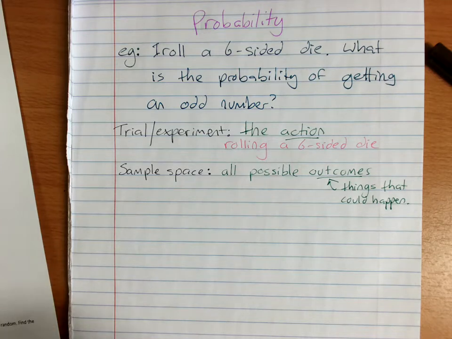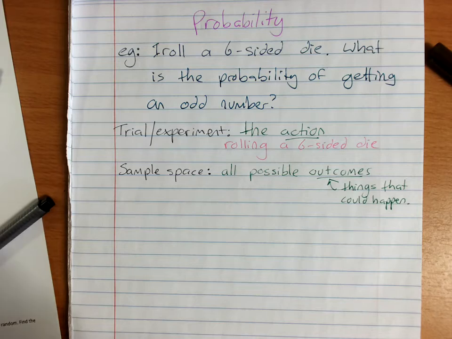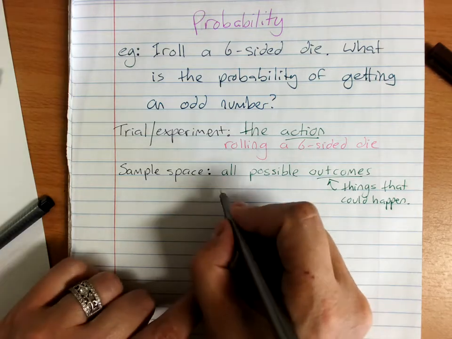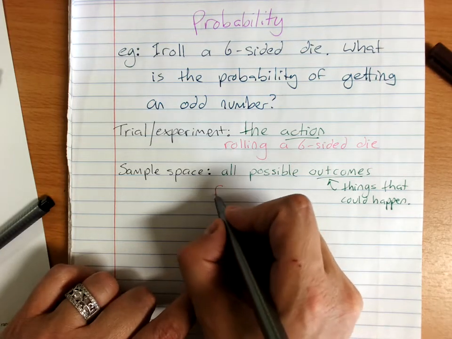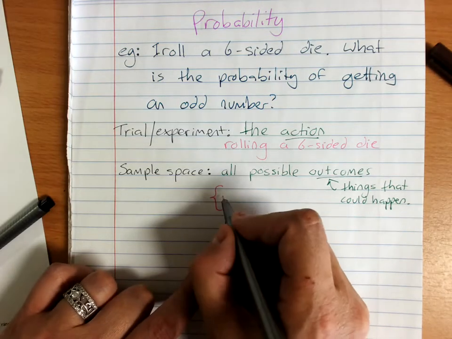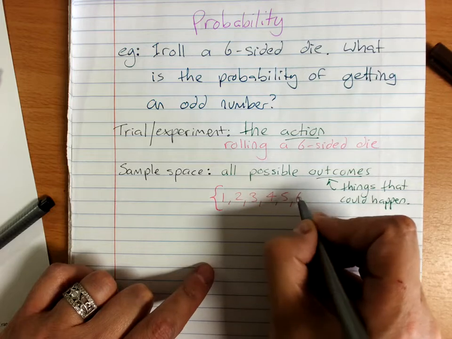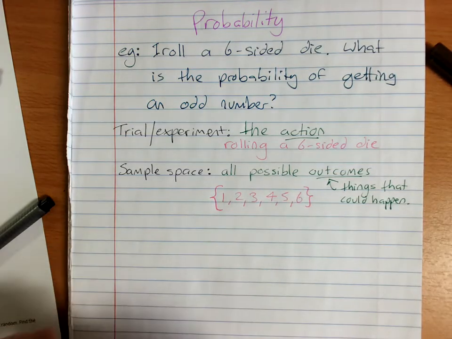And in this question, what are all the things that could possibly happen, all the outcomes? Everyone? 1, 2, 3, 4, 5, 6. Now we do have to be a little bit careful with our sample space. We put it in curly brackets and we list them with commas. 1, 2, 3, 4, 5, 6. There we go.